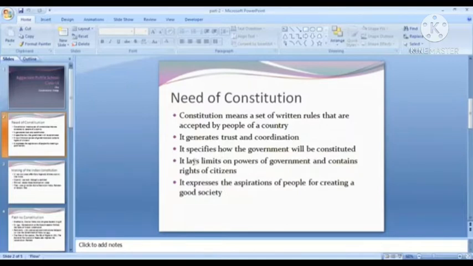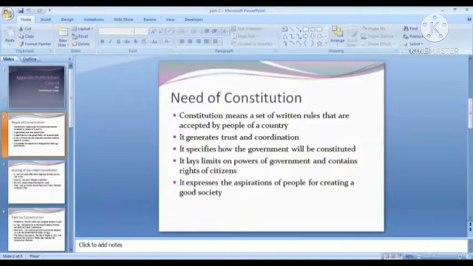Second, it specifies how the government will be constituted. It means the constitution describes how the government will be constituted, mean how the government will be framed, how the government will work, or we can say how the government will be elected, whether it is a democratic government, or we can say monarchy rule, dictator rule. All this is mentioned in the constitution.